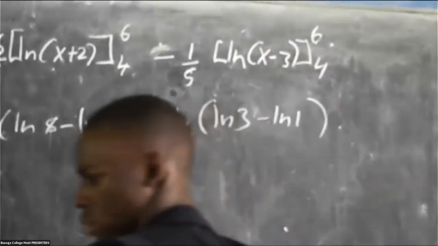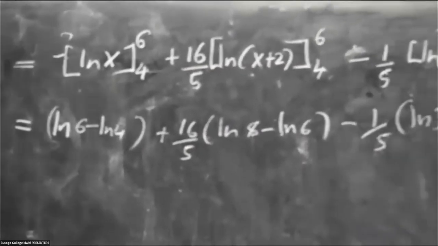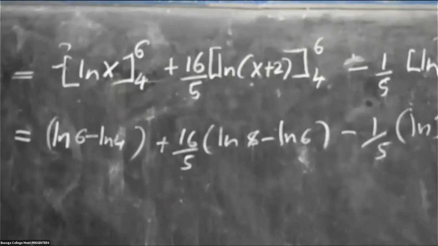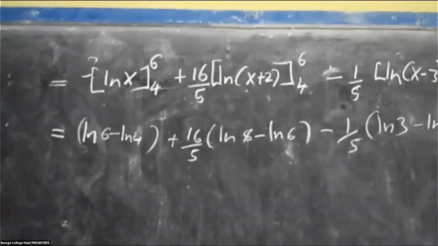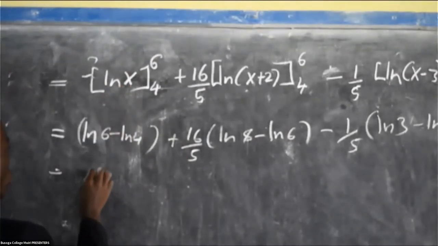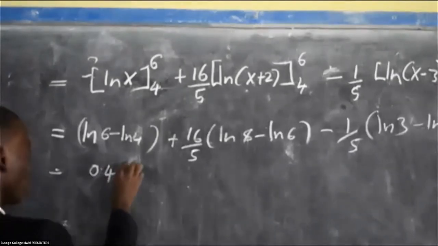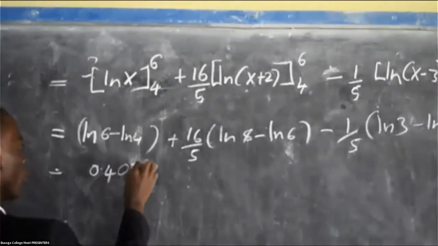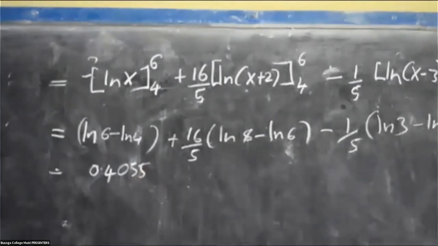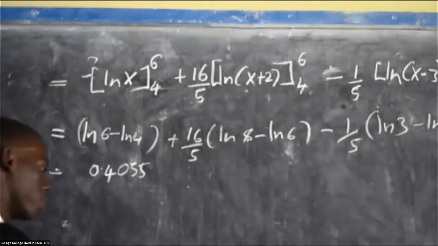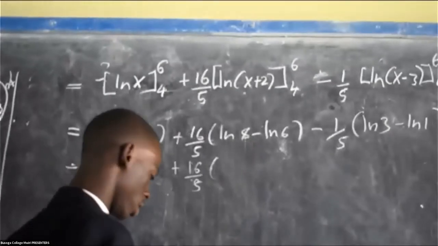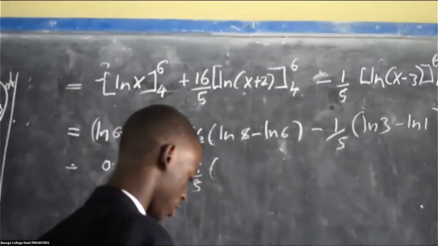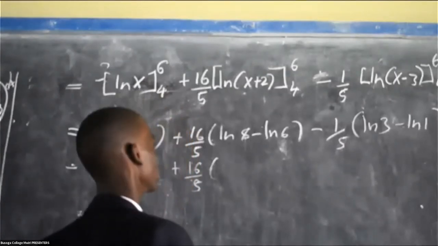of 1. So to save time, we're just going to go with the calculator straight away. Ln of 6 minus ln of 4. Obviously, most of you are considering the laws of logarithms where you divide, but either way, we are going to finish up with that. This is 0.4055. I'm looking at 4 decimal places to increase the sense of accuracy. Next thing, we have plus 16 out of 5 into what's inside? Ln of 8 minus ln of 6. That is 0.2877.